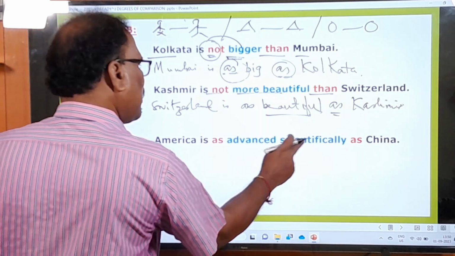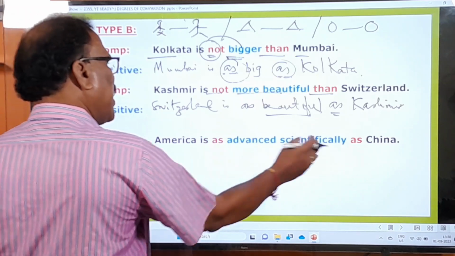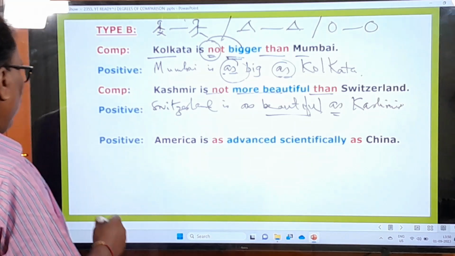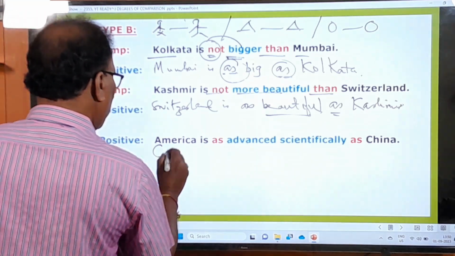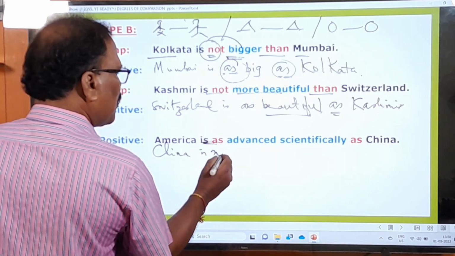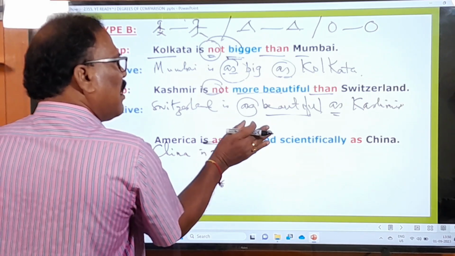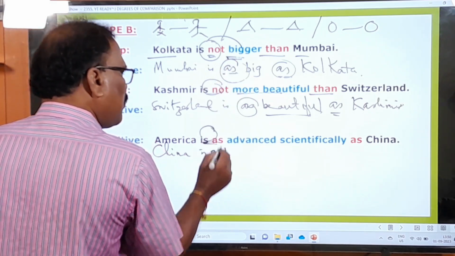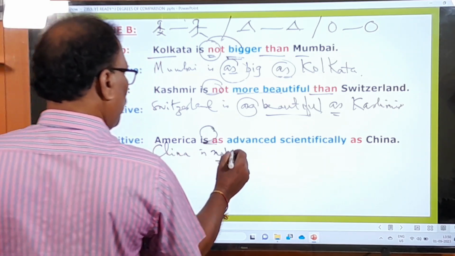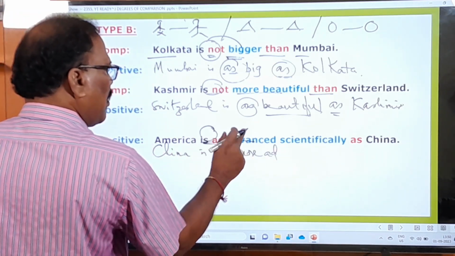America is as advanced scientifically as China. That means as America, China antati scientifical ga abhiruddhi chendinadi, rendu samaname. And here comparative, then you must take this China is. Why did you use this as instead of not? Instead of not, we have used as. Go back, position, the method should be reverted. Then instead of as, what should we use? Not. Advanced, more advanced. Because advanced is an adjective, it's a positive degree adjective.